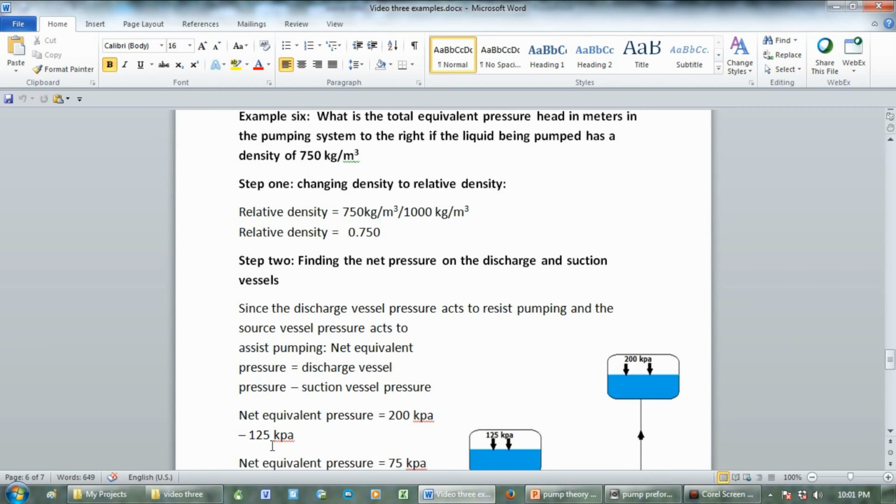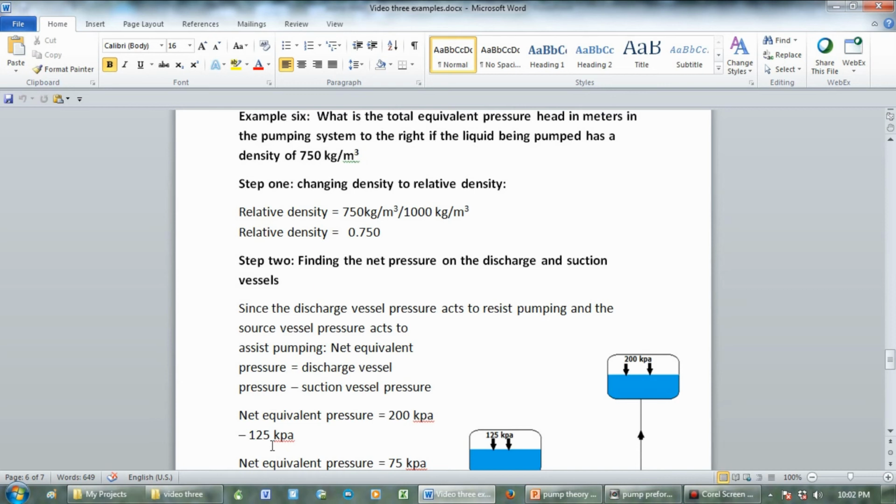Step 1. Changing density to relative density. Relative density equals the density, which is 750 kilograms per cubic meter, divided by the density of water, which is 1,000 kilograms per cubic meter. So the relative density of the liquid is 0.75.